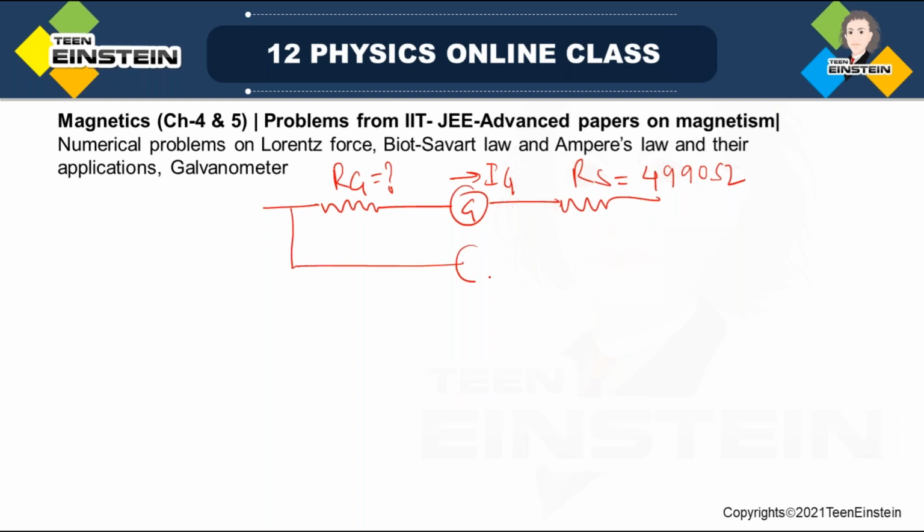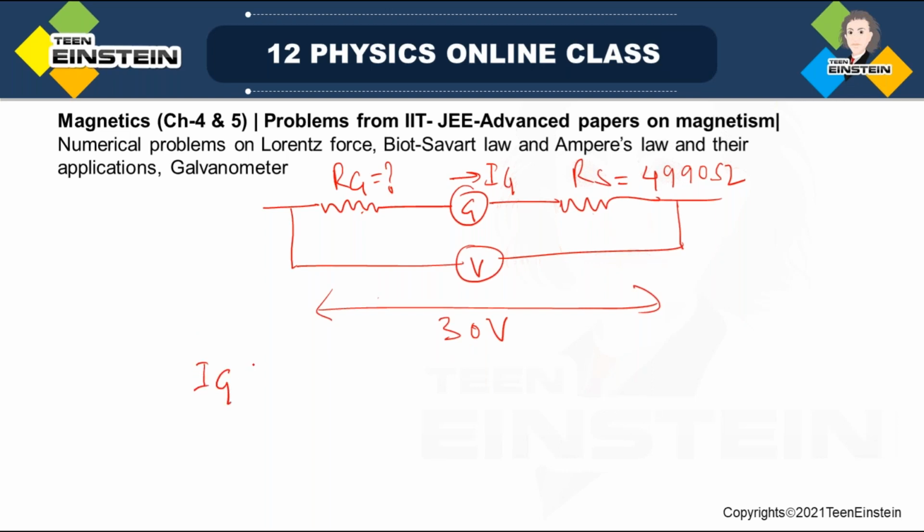IG is the current which, because this external resistance RS is connected in series with the galvanometer, will be flowing. So this voltage is now 30 volt. Okay, voltage across both this and this. Then what I can write from the figure: IG into (RG plus RS). Okay, so this is equal to 30 volt, right? So this is equal to 30 volt.